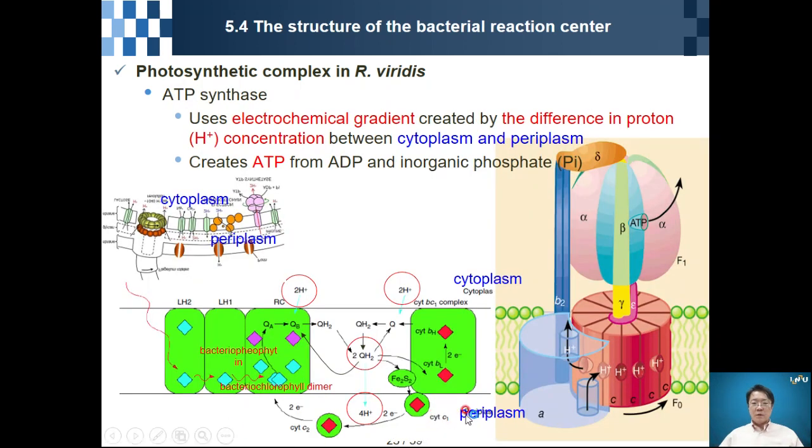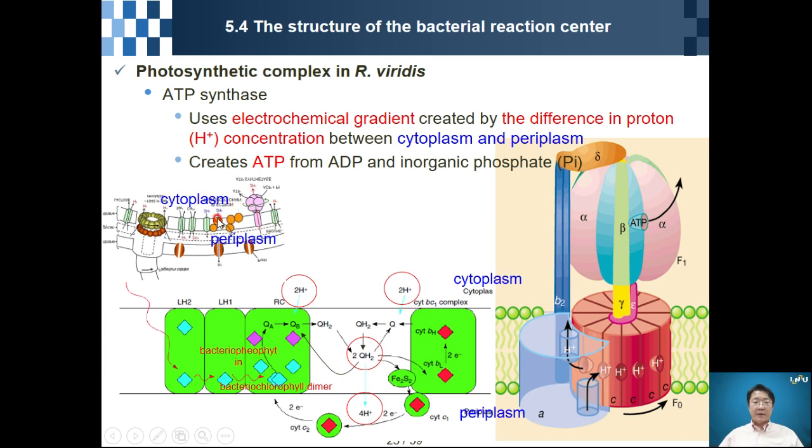In the previous slide, we learned that cytochrome c1 transports 2 electrons to cytochrome c2, and cytochrome c2 also transports 2 electrons to the reaction center. This cycle, we call the electron transport system, or the Q cycle. After finishing the electron transport system, 4 protons are transported from the cytoplasm to the periplasm.